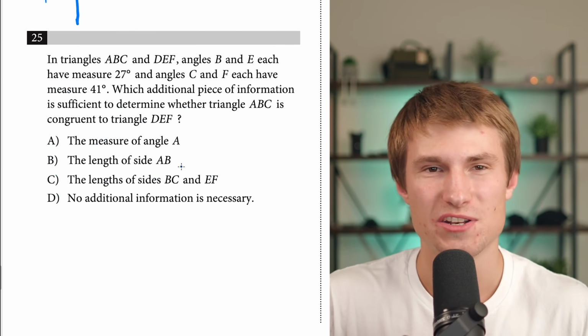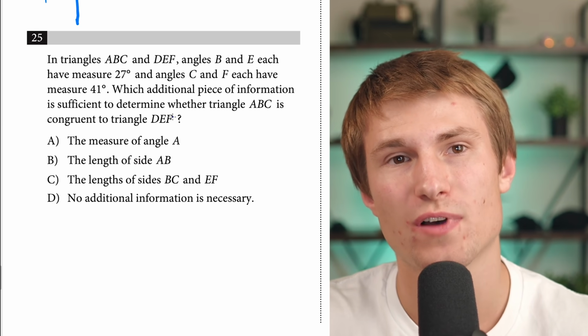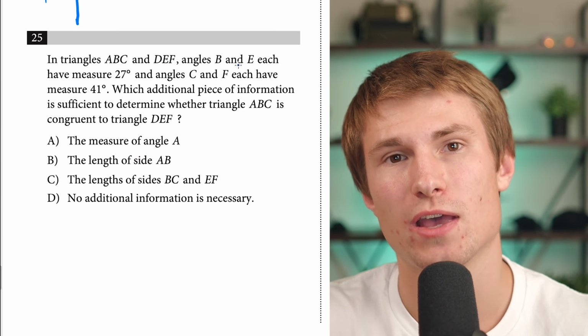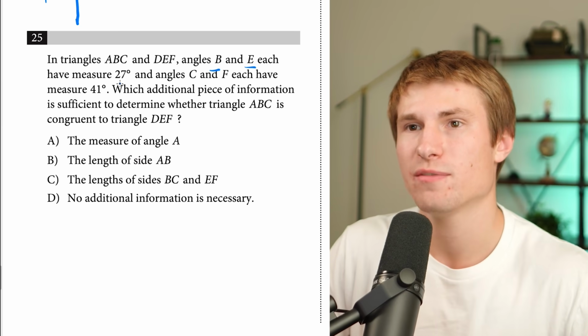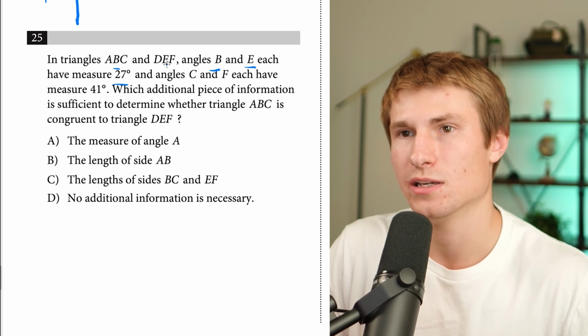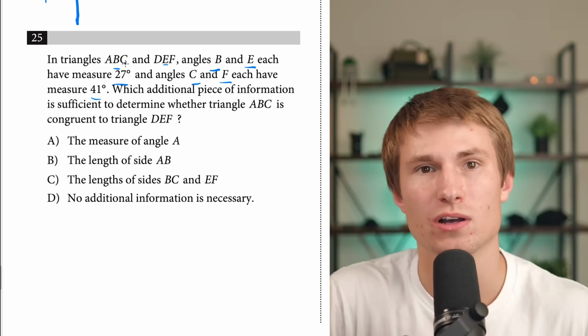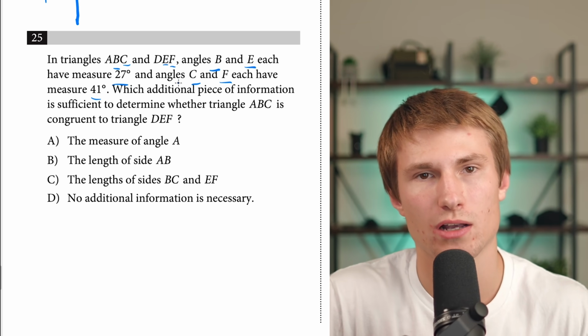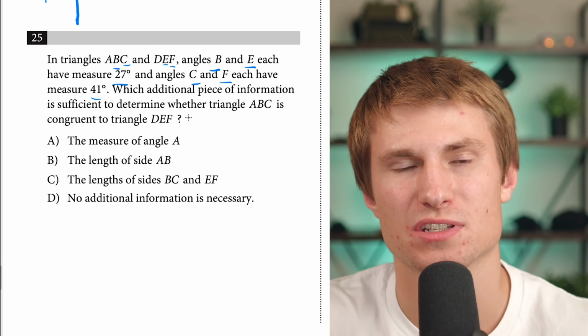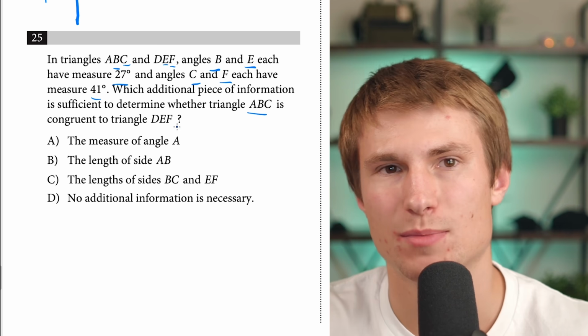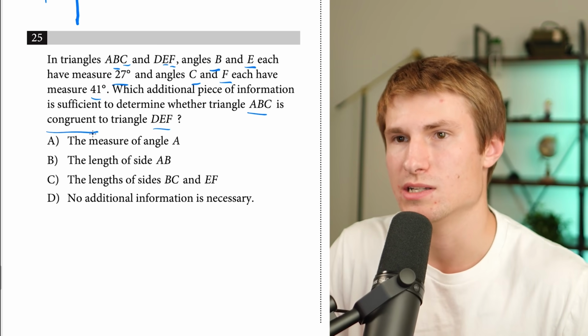Here's a term that you need to know for the SAT math section. Question 25 states, in triangles ABC and DEF, angles B and E each have measure 27. We see that B and E are here, so they match up in that triangle. Angles C and F each have a measure of 41. So we see C and F, they also match up in this triangle. Which additional piece of information is sufficient to determine whether triangle ABC is congruent to triangle DEF?